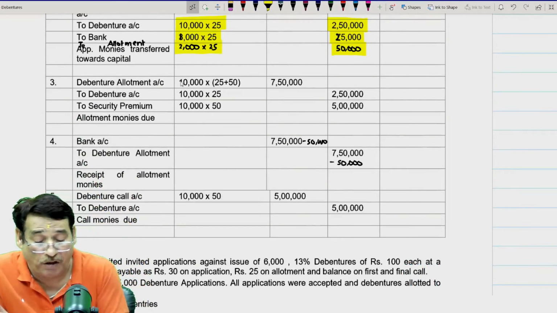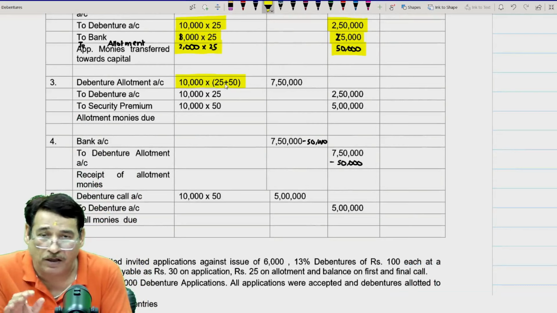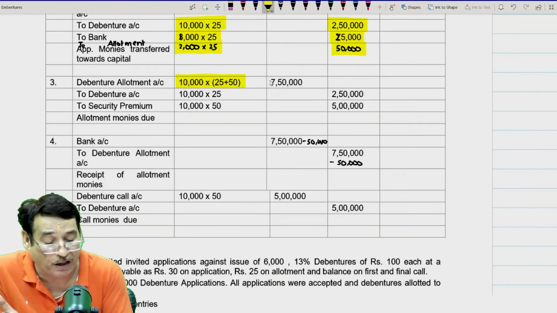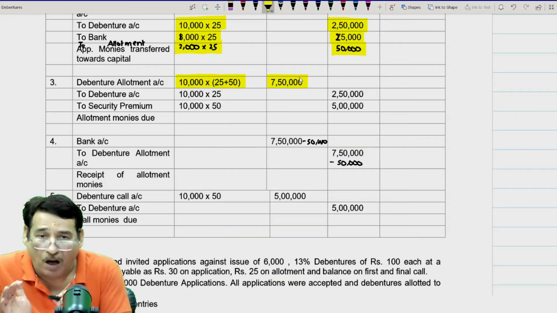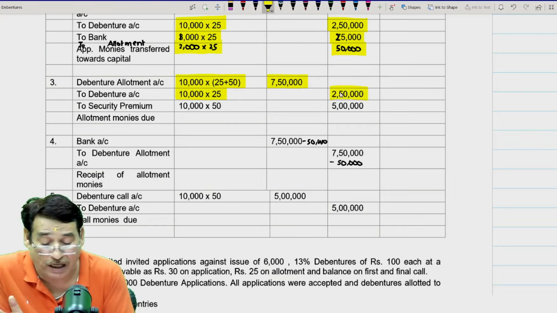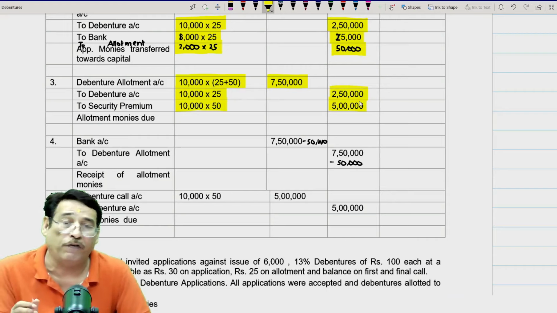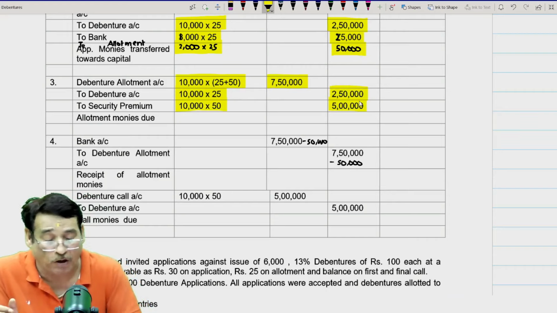Then we come to debenture allotment. Debenture allotment account debit. Actually, the rate of allotment is 75, and 75 includes 25 face value portion and 50 as the security premium portion. So total 75, 7,50,000. Out of 7,50,000, I will transfer to debenture account the number of issued debentures, 10,000 into 25, 2,50,000. And then to security premium, 10,000 debentures into 50. This is my due entry for allotment.